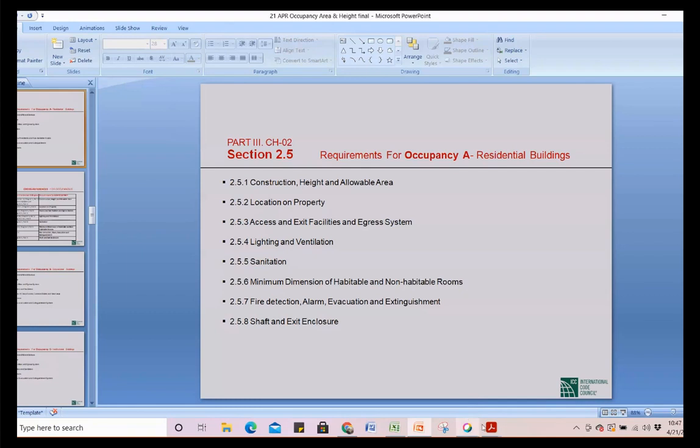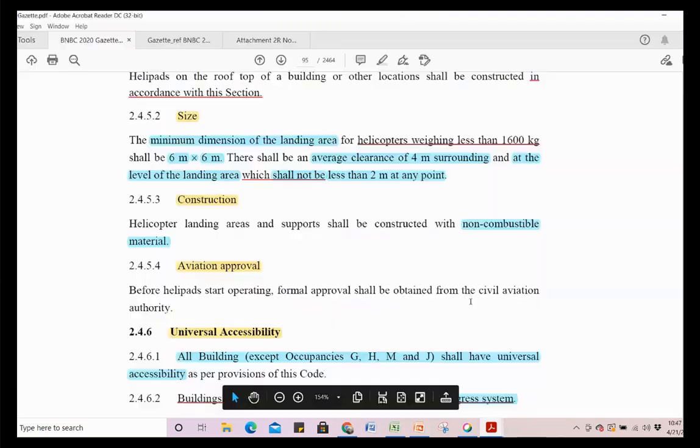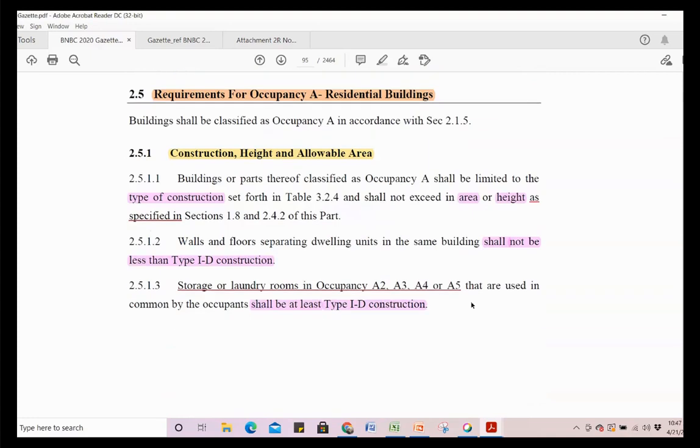So let's move to that first. We will start with occupancy class A. So it is the residential building. As you can see, the first subsection is about construction, height, and allowable area.